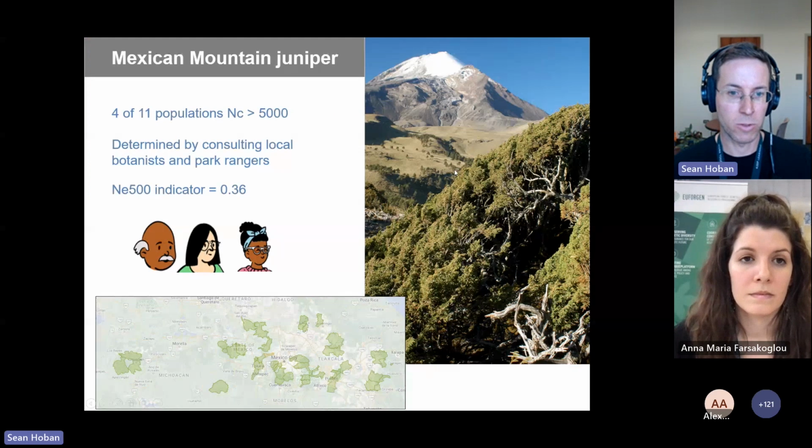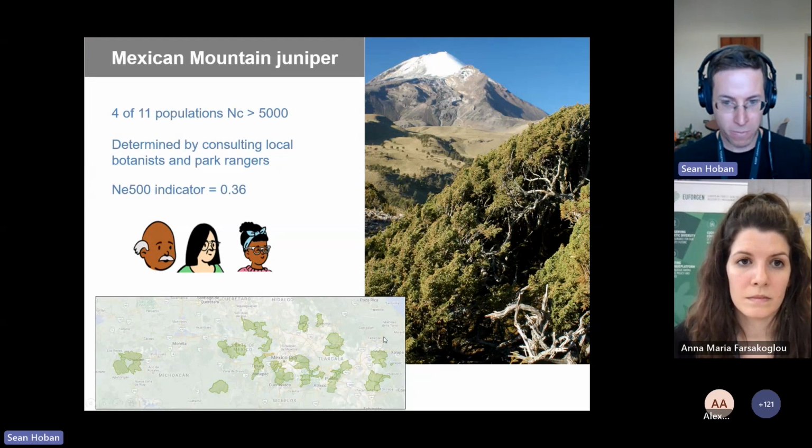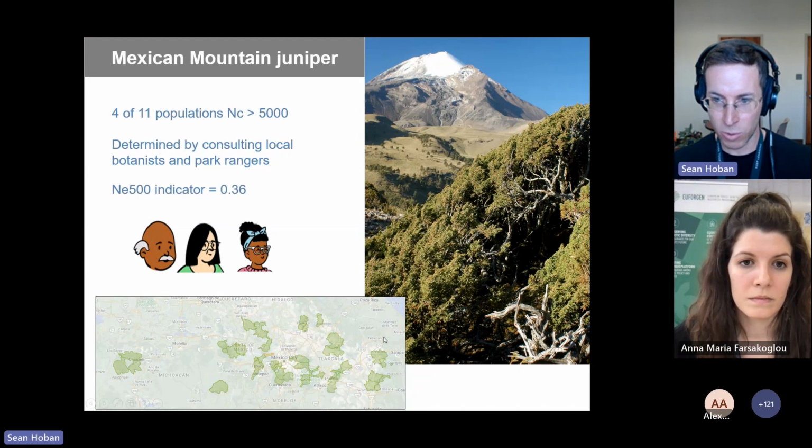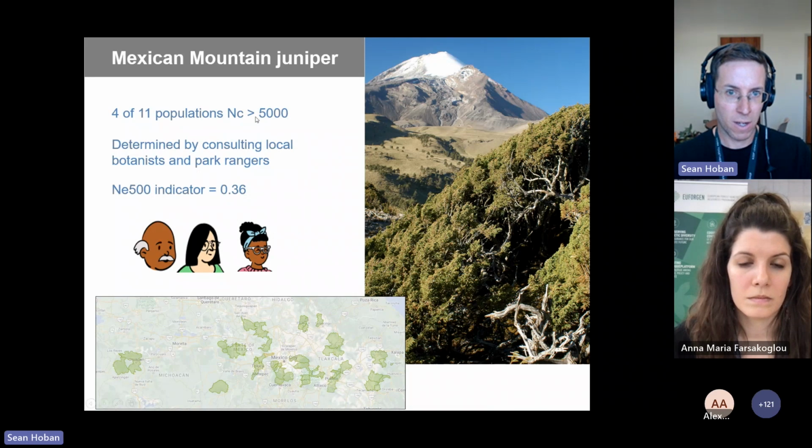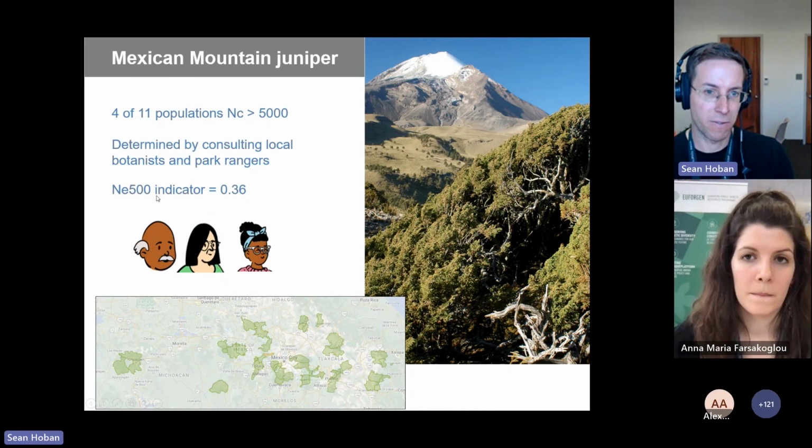This is a Mexican mountain juniper. We don't have precise census counts, and I want to emphasize we don't have to have precise census counts. We are comparing it to this fairly well accepted threshold. And by consulting local botanists and park rangers, 4 of 11 populations are well above this threshold based on local expertise, giving us an NE 500 indicator of 0.36.